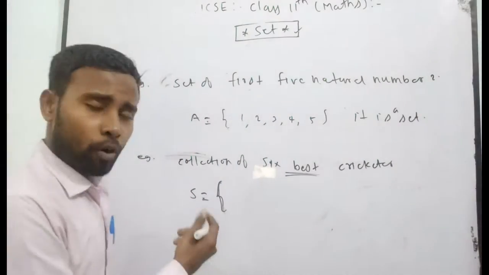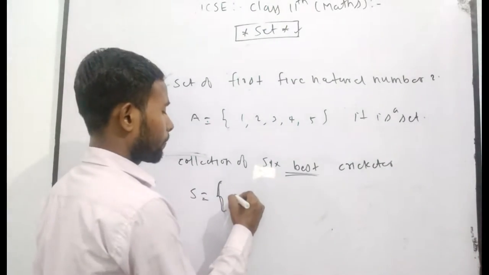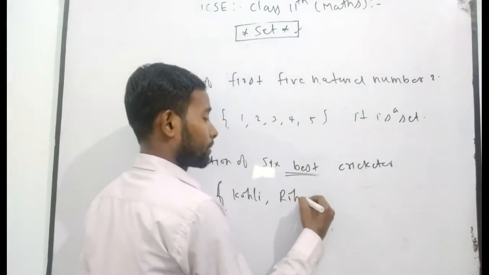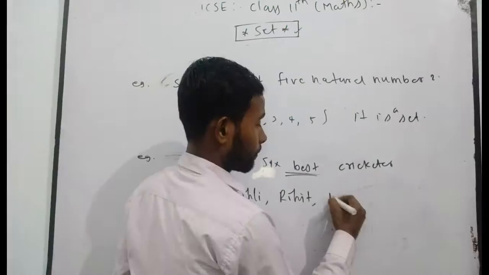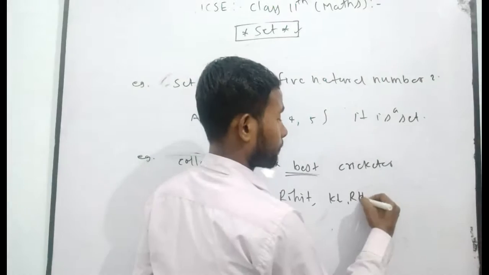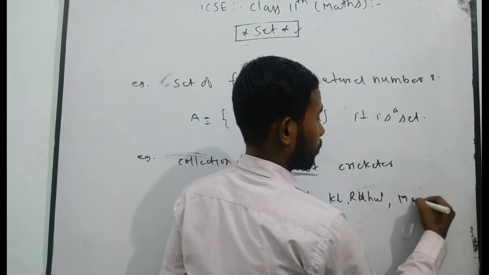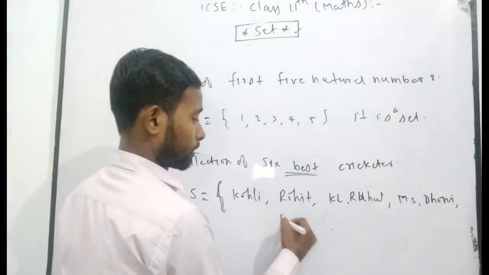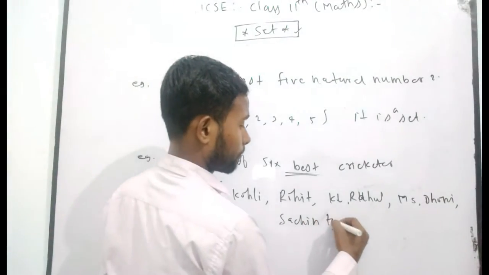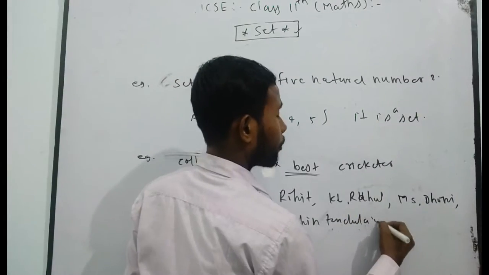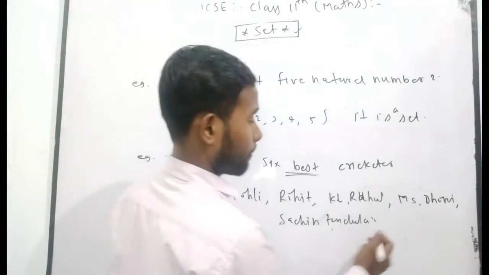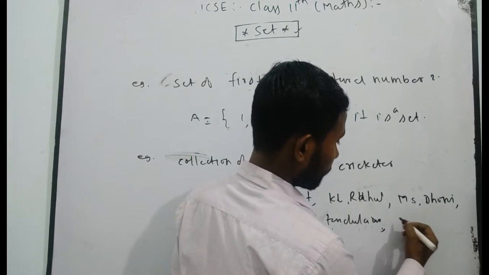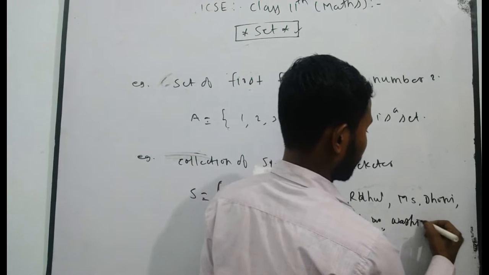Suppose that for one second, you take Kohli, Rohit Sharma, KL Rahul, MS Dhoni, Sachin Tendulkar. Suppose that I have 1, 2, 3, 4, 5. Next will be Washington Sundar.